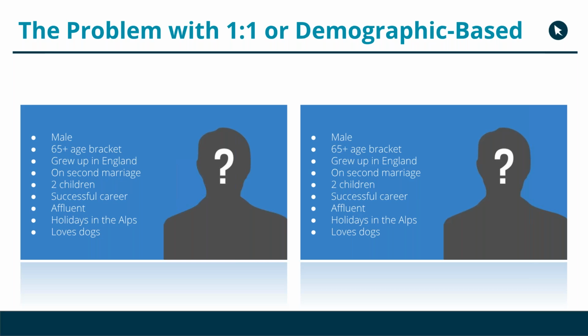So these are two people. They're both male. They're both in the 65+ age group. They both grew up in England. They're on their second marriage. They've each got two children. They are successful, affluent. They holiday in the Alps, and they love dogs.